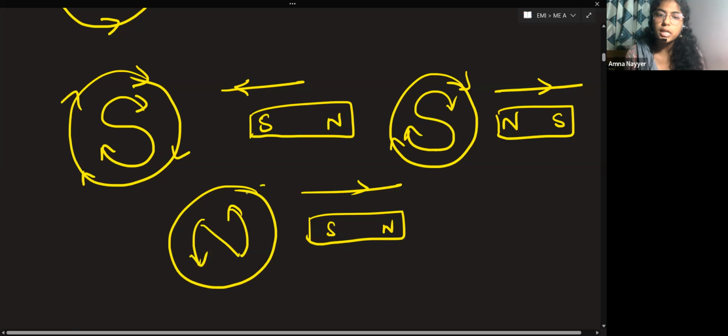Direction of induced current will be anti-clockwise. Clear till here? Like this. So first note it down till here. We'll see one more case of how questions come.